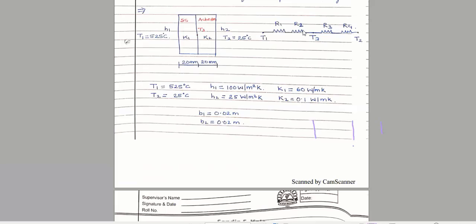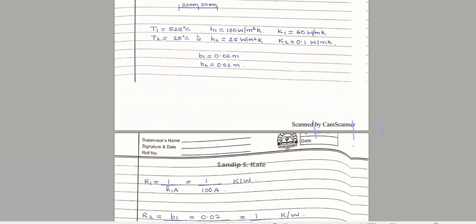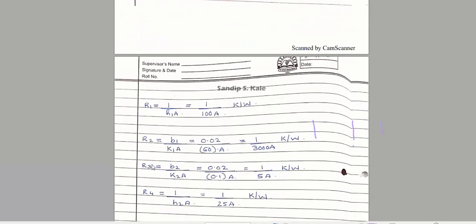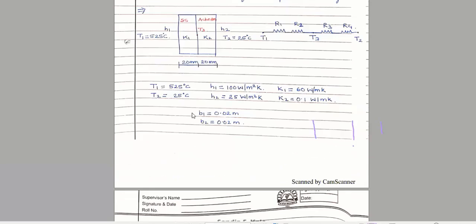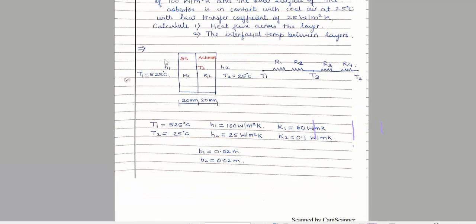Now the second resistance R2. What is R2? From here to here, it is nothing but conduction. What is the formula for thermal resistance? B upon Ka. That is the formula. So here it is B1 divided by K1 multiplied by A. You know the value of B1, 20 mm. K1, you know the value, 60, and A you keep as it is. So you have found out the first resistance, and now this second resistance.